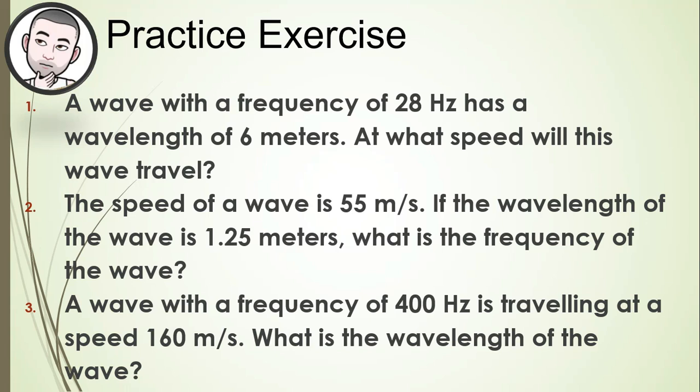Practice exercise number 1. A wave with a frequency of 28 Hz has a wavelength of 6 meters. At what speed will this wave travel? Practice exercise number 2. The speed of a wave is 55 meters per second. If the wavelength of the wave is 1.25 meters, what is the frequency of the wave? Practice exercise number 3. A wave with a frequency of 400 Hz is traveling at a speed of 160 meters per second. What is the wavelength of the wave?